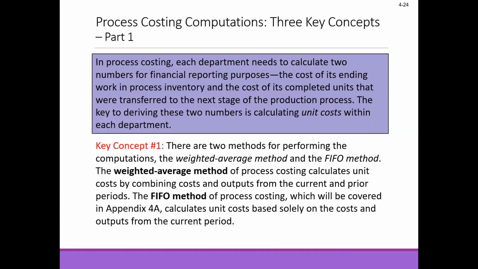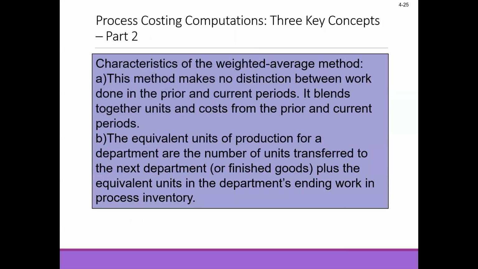One method is called the weighted average method of process costing, by taking unit costs, combining costs and outputs from the current and prior periods, or the FIFO method, which we aren't really going to get into in the appendix. We're not going to discuss that method very much here.